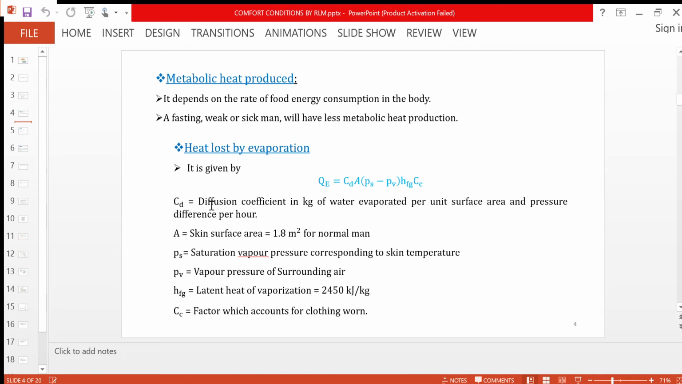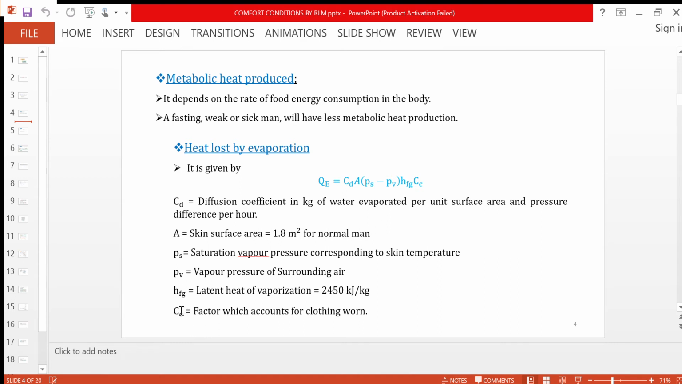What are these factors? Cd is the diffusion coefficient, in kg of water evaporated per unit surface area and pressure difference per hour. This coefficient value is given for different kinds of bodies. A is the average skin area, which for a normal man is 1.8 square meters. Ps is the saturation vapor pressure corresponding to the skin temperature. Taking the skin temperature, we see from the steam table the corresponding saturation pressure. Pv is the vapor pressure of the surrounding air. hfg is the latent heat of evaporation.